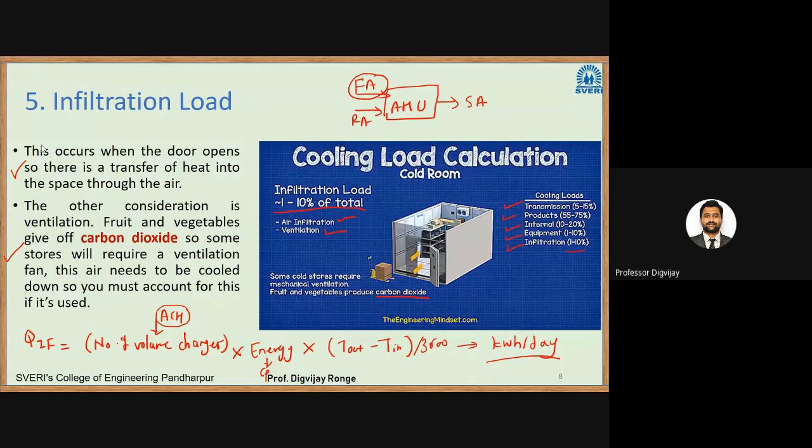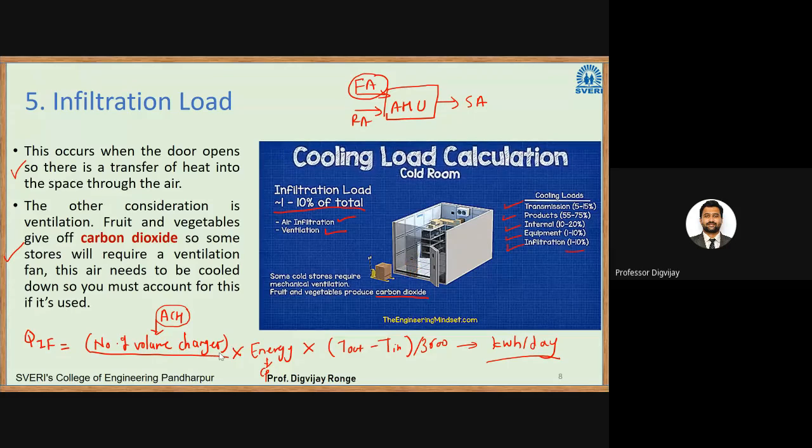In infiltration, I have to consider the number of volume changes. This means how many times the total volume of the room is being replaced by the outside air. Whenever I am opening the door of a cold room, outside air will replace inside air, and how many times the total volume of air inside the cold room is being replaced comes under number of volume changes.